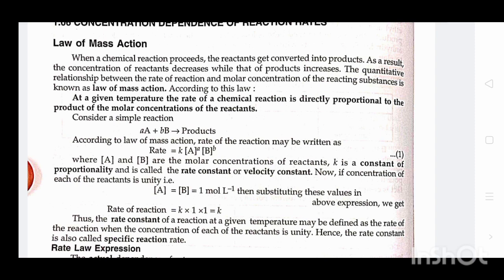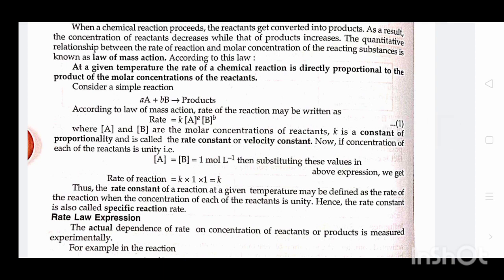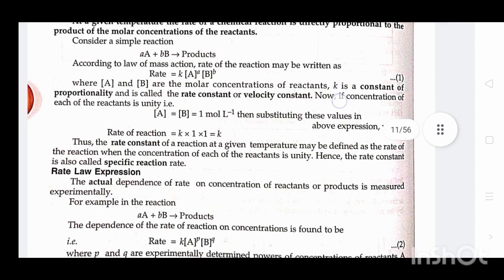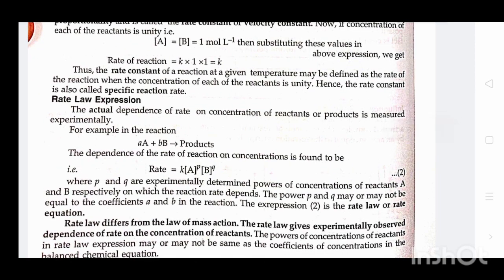Now, if the concentration of each of the reactants is unity, [A] equals [B] equals 1 mole per liter, then substituting these values in the above expression, we get rate of reaction equals K. Thus, the rate constant of a reaction at a given temperature may be defined as the rate of reaction when the concentration of each of the reactants is unity. Hence, the rate constant is called the specific reaction rate.